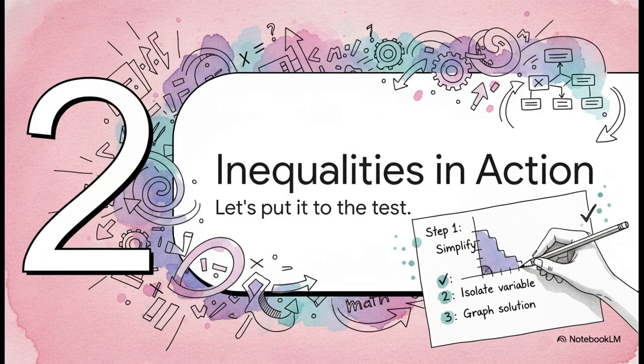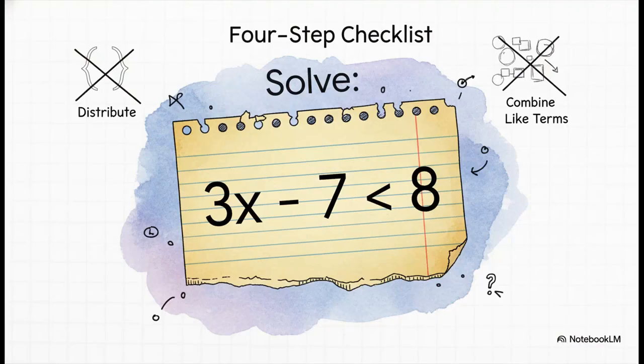Okay, enough theory. You don't learn math by talking about it, you learn it by doing it, right? So let's put our checklist to the test with a few examples. We'll start with an easy one to get warmed up. Here we go. 3x minus 7 is less than 8. Hey, wait a minute. That's the same problem from the first slide. So let's use our checklist. Any parentheses? Nope. Any like terms to combine on one side? Nope. So we can jump straight to step 3.